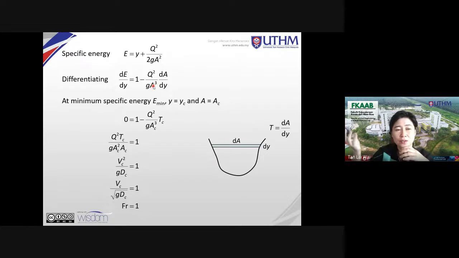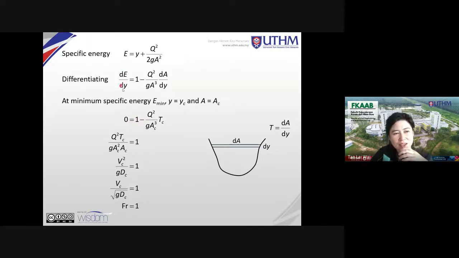I cannot give the formula of A here because it depends on the shape of your section. It could be rectangular, trapezoidal, or triangular, or any other compound shape. So differentiate A, you are going to get dA over dy. Now at minimum specific energy, y is equal to yc and A equals to Ac. We are going to know that.